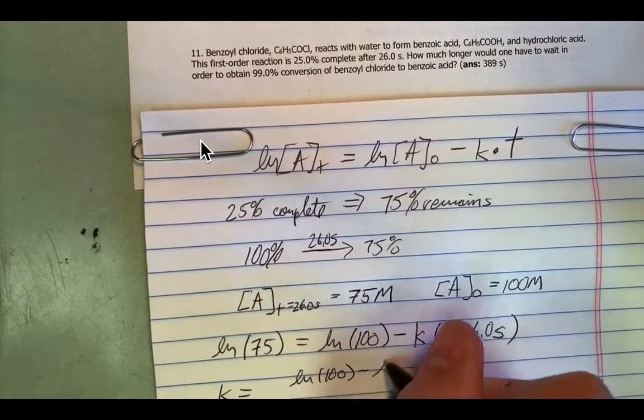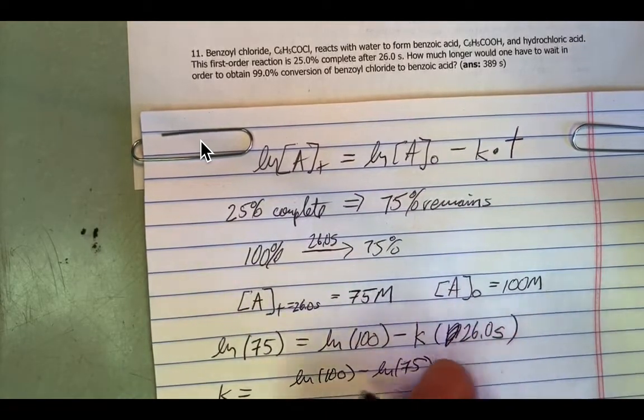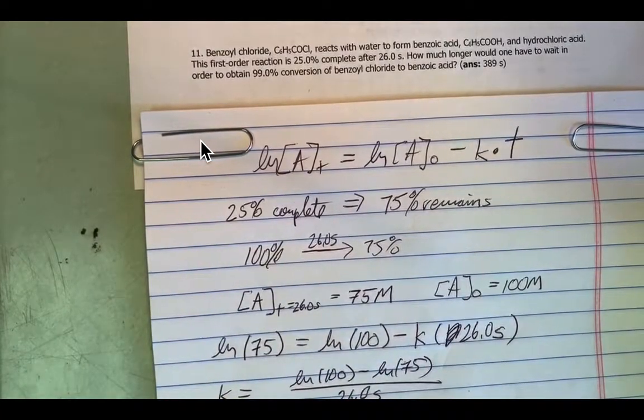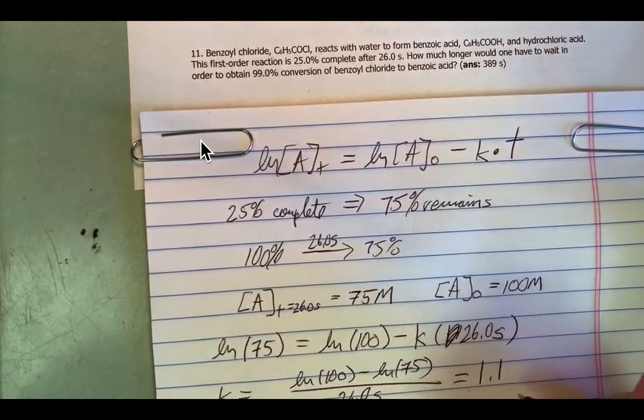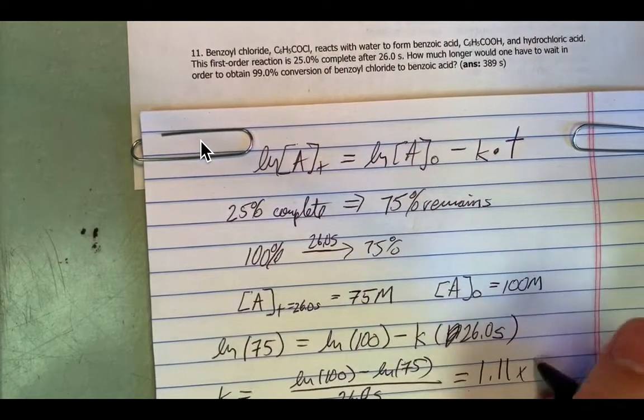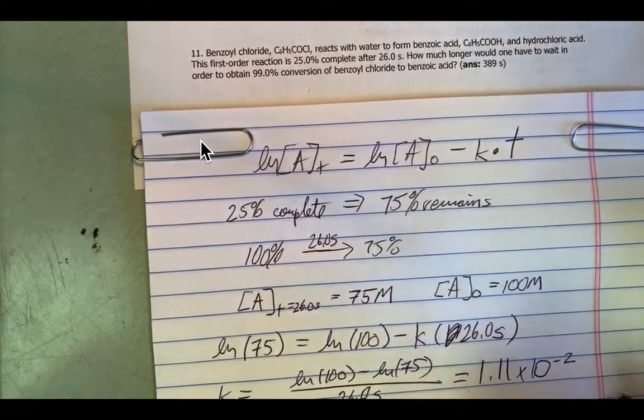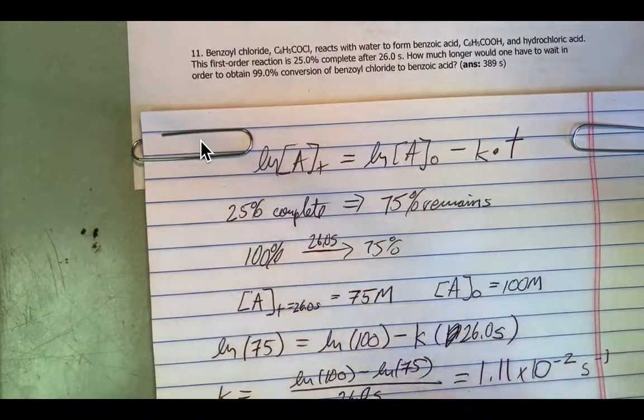I'm doing a few algebra steps here together, hoping that it makes sense to you. K equals natural log of 100 minus natural log of 75, divided by 26. That gives 1.11 times 10 to the minus 2, and my unit here is seconds to the minus 1.